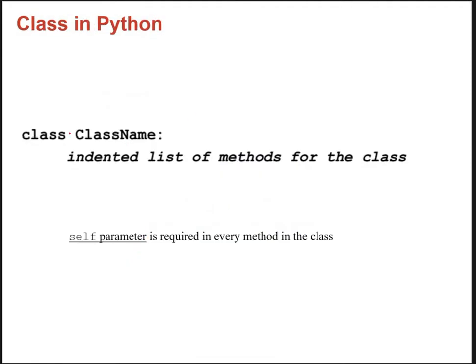So in Python, the syntax is: class is the built-in keyword that we're going to use, and then the name of the class, you can call this anything, and then there is an indented list of methods, and then we're going to use the self parameter. The self parameter is required for every method in the class, and we'll see what that means.